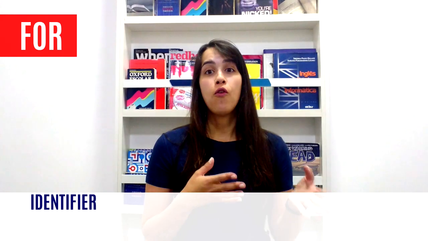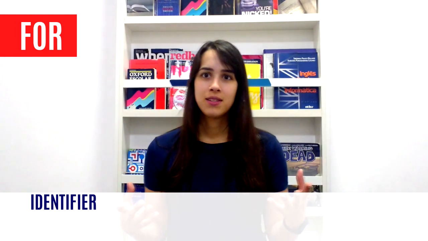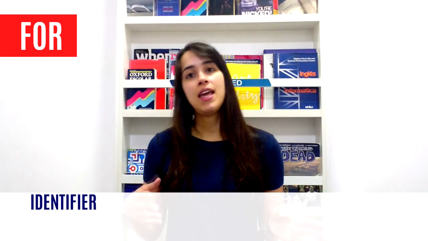Okay, so in this case, I'm using for as an identifier. So for all of us, it has been so difficult to live these times. For all of us, it's great to be here. For all of us, it's always good to learn new things, okay? So we use for and then the people that we are talking about. So this is an identifier.